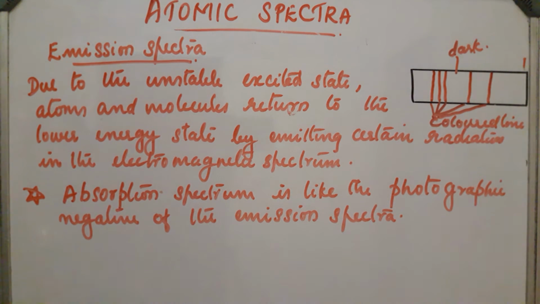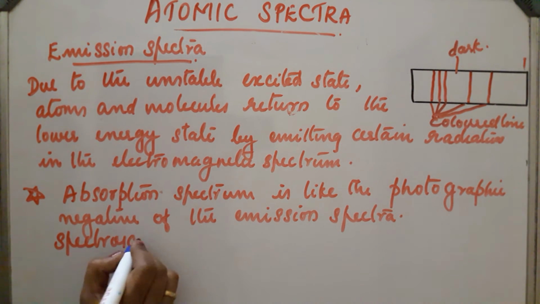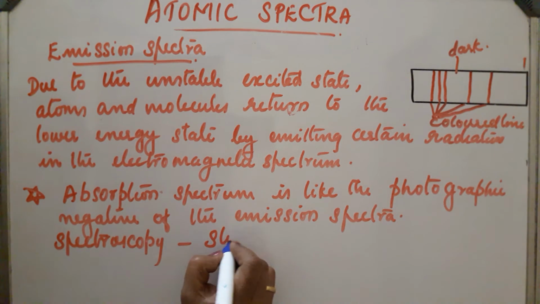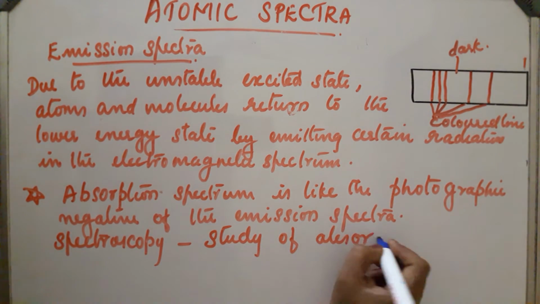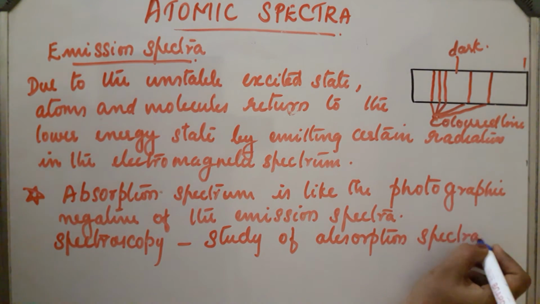Next we are studying what is spectroscopy. What do you mean by spectroscopy? Spectroscopy is an important branch in chemistry. It is a study of absorption spectra and emission spectra.